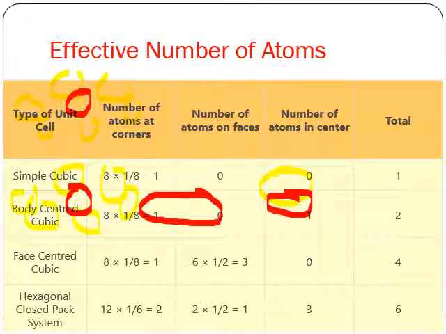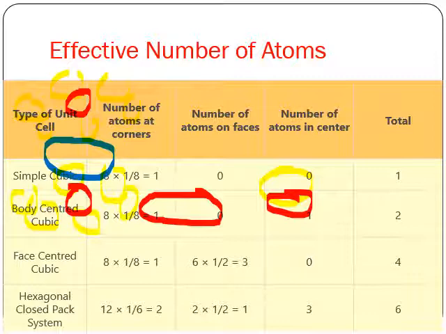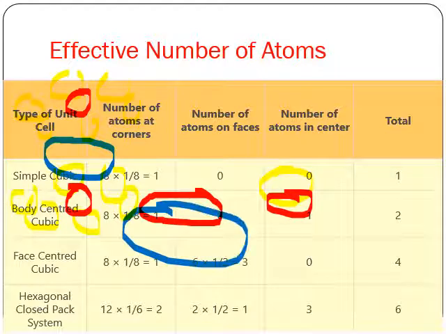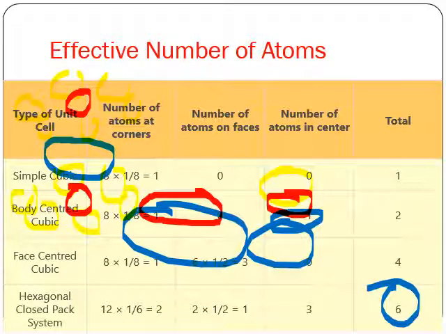The remaining ones are the 3 atoms at the center. Those are independent and not shared. They are enclosed within the hexagonal close packed cell. So those are the 3. So total here we are going to get, 2 plus 1 plus 3, that will be equal to 6. So that is what the 6 is here.